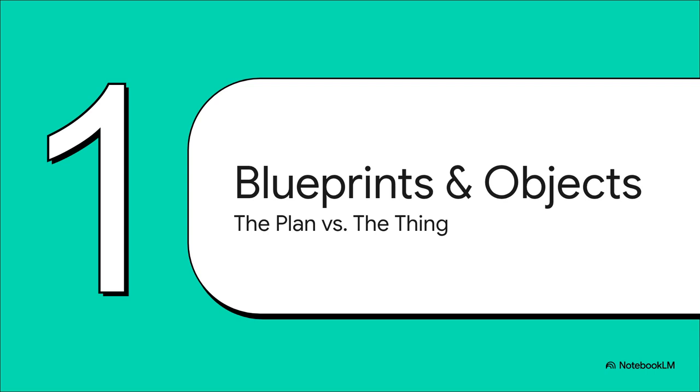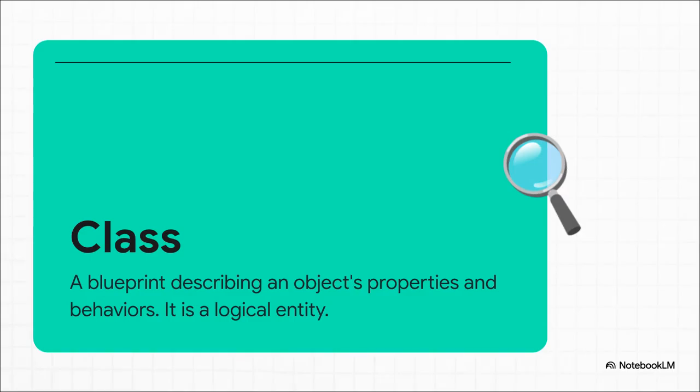In the world of programming, these two ideas have very specific, very important names. So first we have the class. A class is the blueprint. It's the template, it's the set of instructions that defines what something is and what it can do. And notice that key phrase on the screen. It's a logical entity. A class is just the idea, it's the description. It's not a physical thing taking up space in your computer's memory.